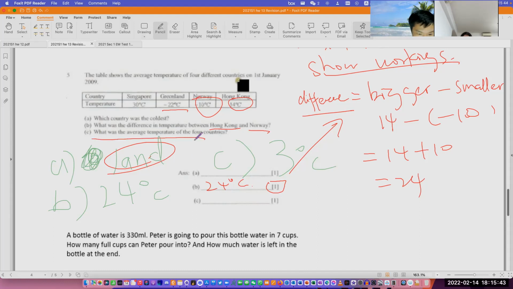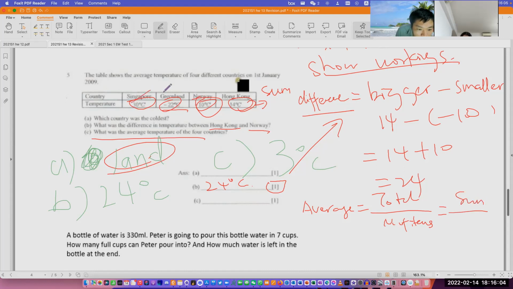Next, what was the average? So how do you find the average? Write down the formula first. Average is equal to total divided by number of items. So for the total, just add all these up. You sum it up.